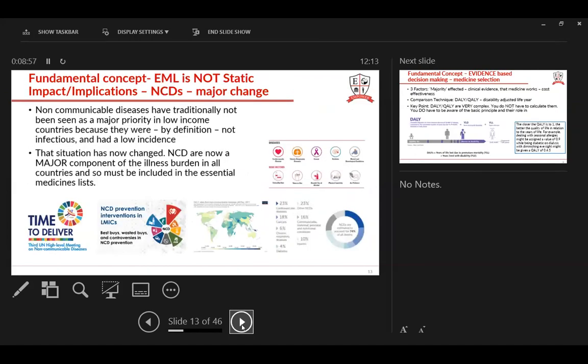Fundamental concept: the EML is not static, not at all. These are lists that change, on a daily or quarterly basis, because they have to be reviewed. There are new diseases, there are new treatment guidelines. So definitely our EML all the time has to be reviewed, and amendments should be made to it.